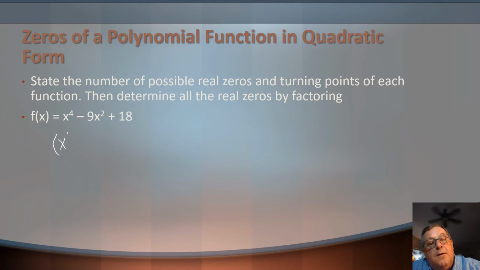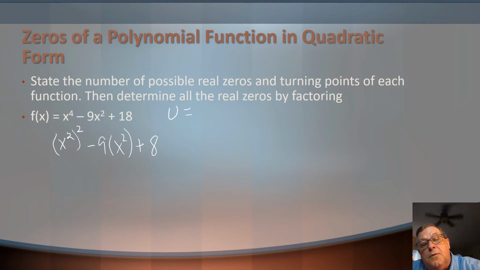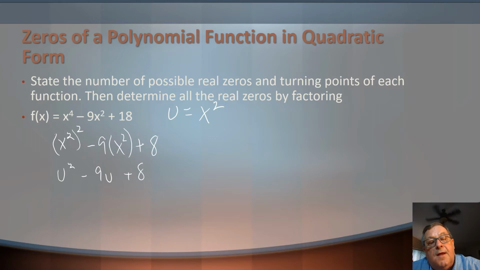So I've got x squared squared. Well, x squared raised to the power 2 is x to the fourth, minus 9x squared plus 18. And then we use something called U substitution, where we say that U is equal to x squared in this case. And then I can substitute U in for x squared back into the original equation. That's 18, not 8. And I've got what appears to be a more quadratic form, where we can factor.